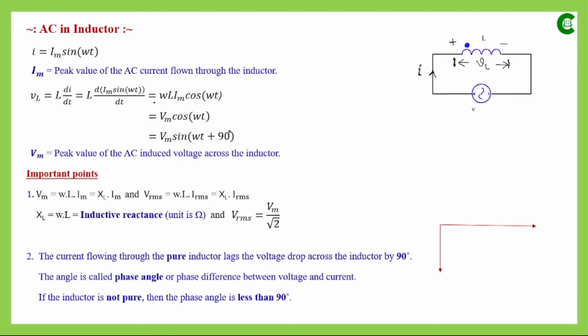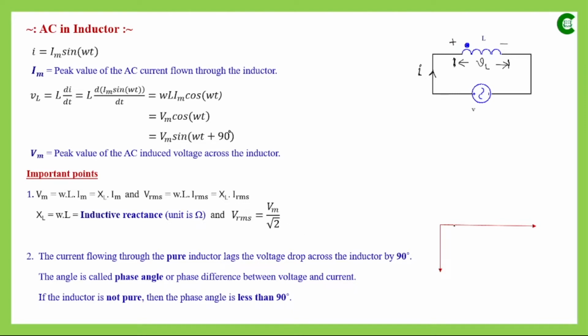In case of purely inductive circuit, the current, when we took that as reference, was expressed as Im sin omega t, and we can also think of it as omega t plus 0. So here the phase angle is 0 degree, and when we derived the voltage drop across that inductor, we got this type of expression, Vm sin omega t plus 90 degree. That means between the voltage drop across that inductor and the current flown through that inductor, there is a phase difference of 90 degree, and this positive phase difference represents that the voltage leads the current by 90 degrees.